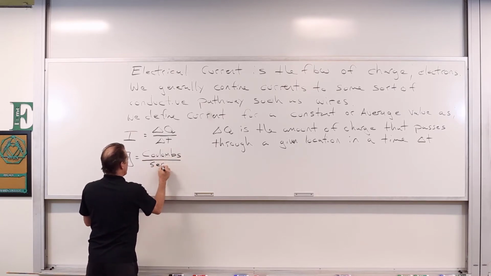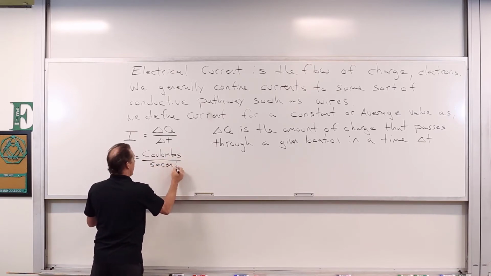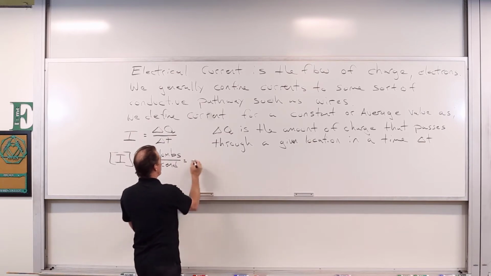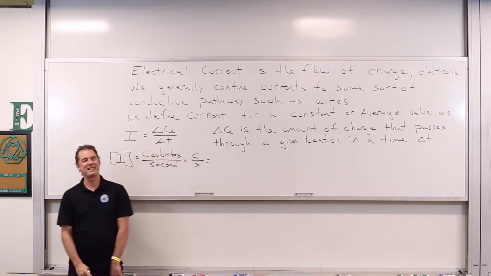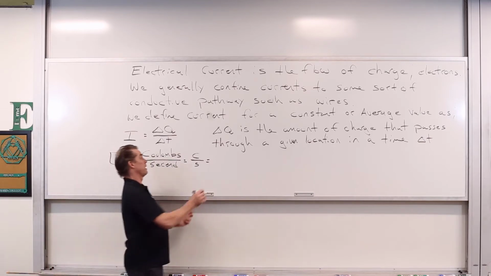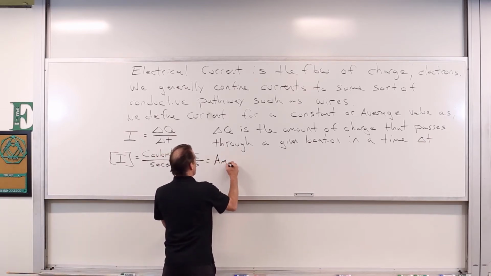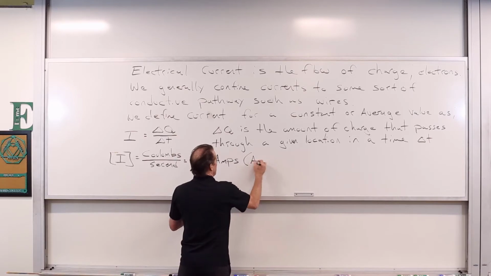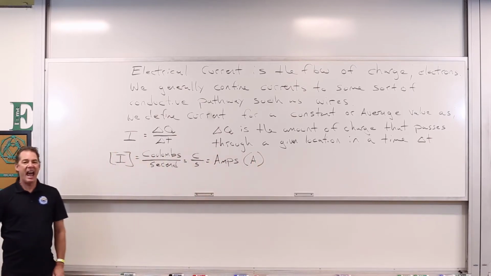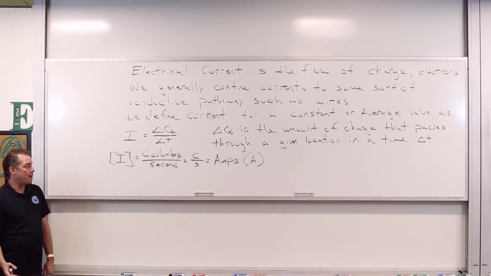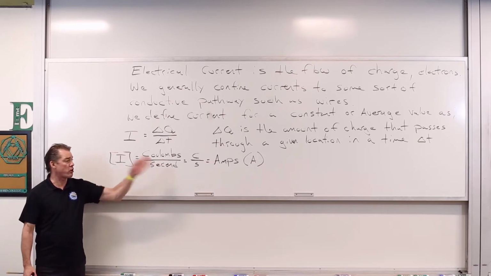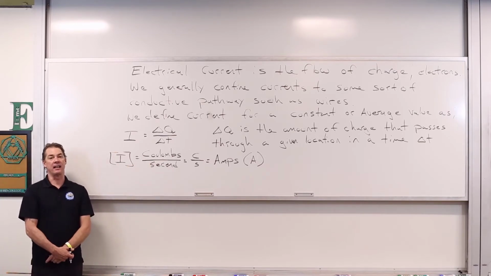Coulombs per second, which we have as capital C over S, which we go ahead and say, you know what, let's call that something else because we're going to use it a lot. We're just going to call that amps, A. 1 amp is 1 coulomb of charge passing through a point every second.